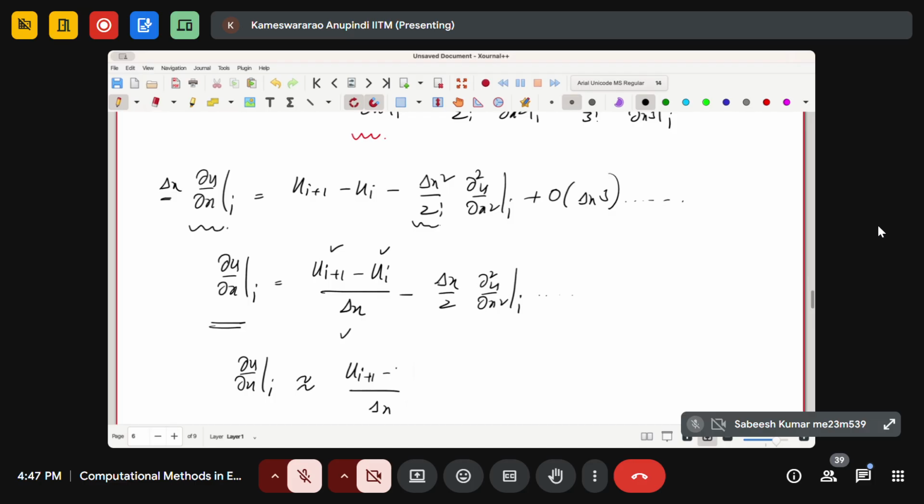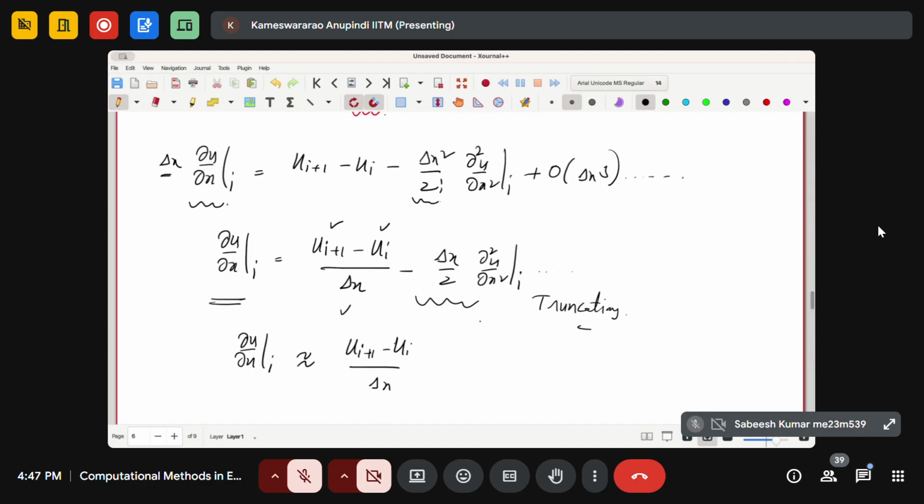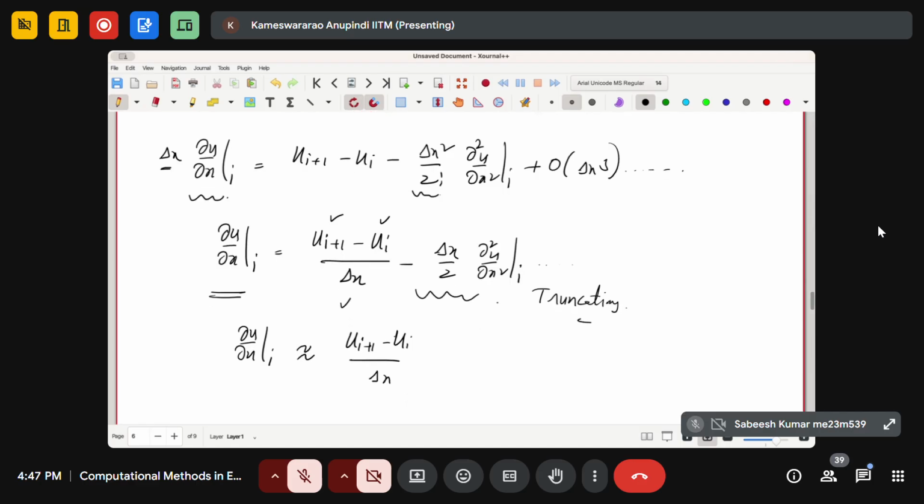In doing so, I am essentially truncating the rest of the series, right? So we can also call this, for this derivative, the truncation error, okay? And we know that the truncation error for this particular derivative is of the order of delta x. That means the leading error term that we are truncating, which we are not representing, is of the order of delta x, that means delta x to the power 1.